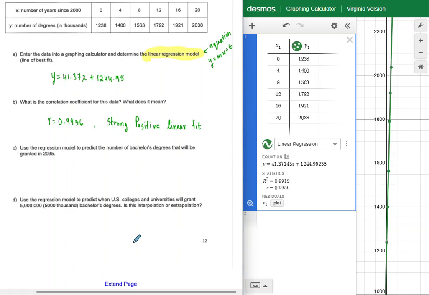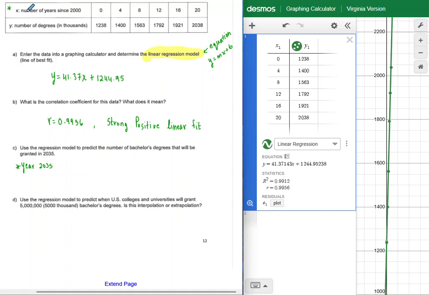Using the regression model, remember the word model just means the equation. So I can read this as: use the equation to predict the number of bachelor's degrees that will be granted in 2035. So this is the year 2035. This will be a little tricky. Let me go back up here to see what that number is going to be.